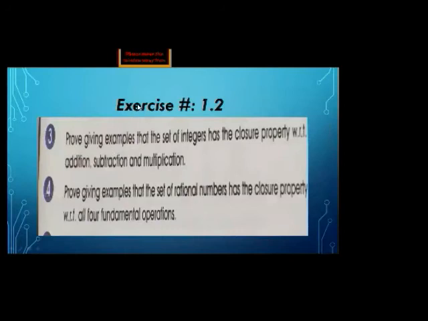Now we are going to start exercise number 1.2. There are so many questions. We are selecting part of it, question number 3 and 4. Question number 3 is: prove, giving examples, that the set of integers has the closure property with respect to addition, subtraction and multiplication. Question number 4 is also given on the same pattern: prove, giving examples, that the set of rational numbers has the closure property with respect to all four fundamental operations. Four fundamental operations means plus, minus, multiply and divide.